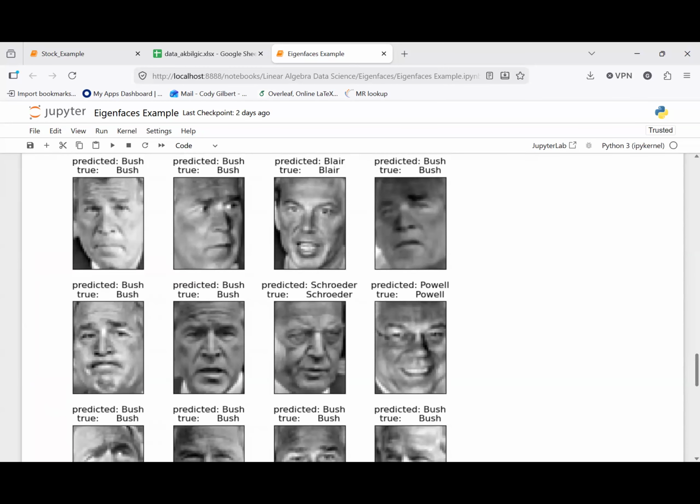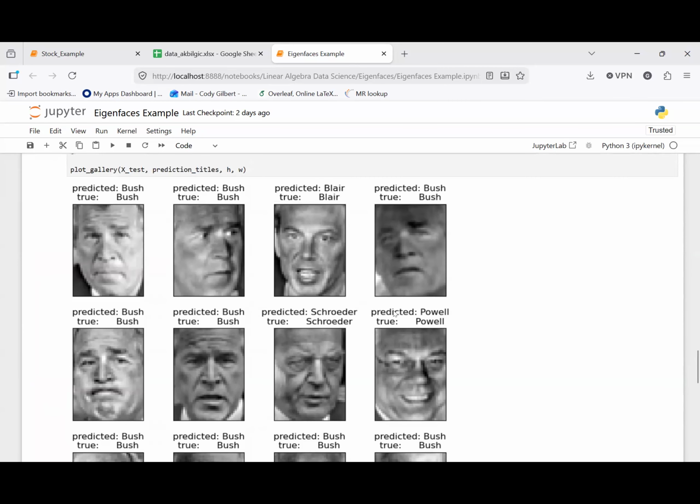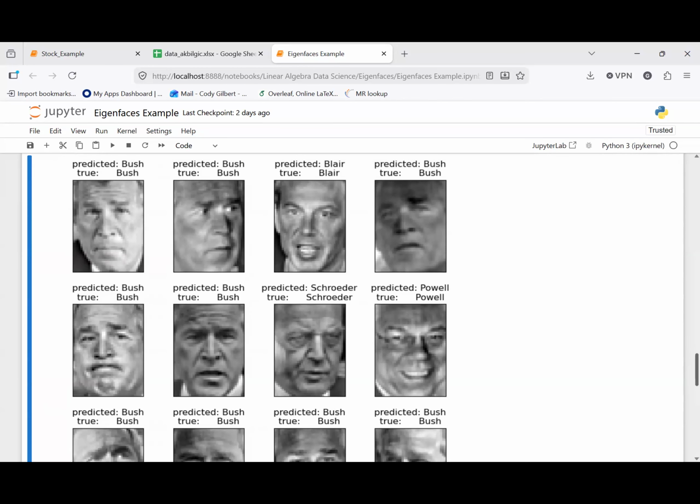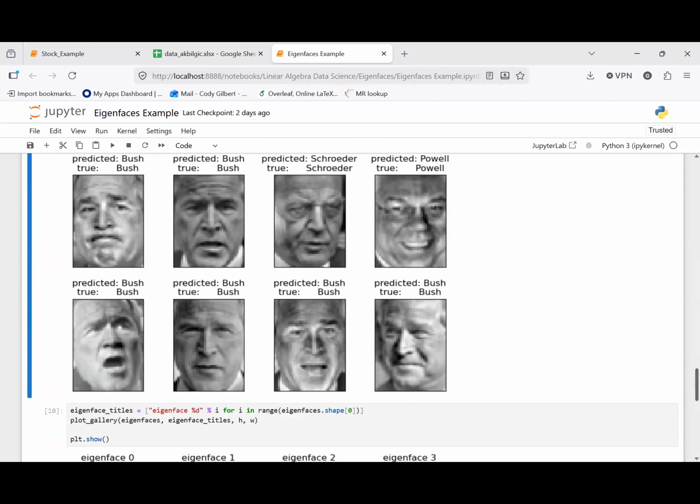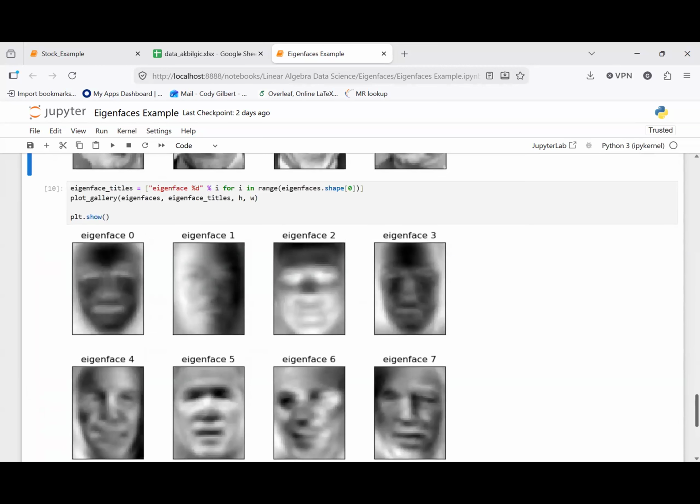When I was in 6th grade, so I'm older than I look maybe, I think my teacher said she had a crush on Tony Blair. So it's like 20 years ago or so. That's what he looks like in case you're curious. His name's Schroeder, but he looks very German to me. Powell, I don't know who Powell is. Oh, Colin Powell. I don't know much about him.